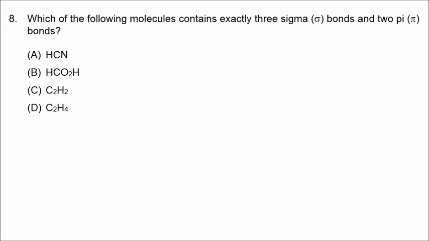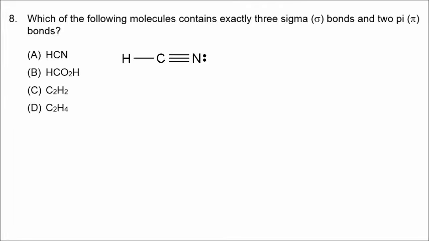In number 8, we're going to talk about sigma and pi bonds. Remember that the first bond you would draw, a single bond, is a sigma bond. If there is a double bond, that's 1 sigma and 1 pi. And when there happens to be a triple bond, that's 1 sigma and 2 pi bonds. Let's write the Lewis dot structures for these 4 molecules. So there is HCN.